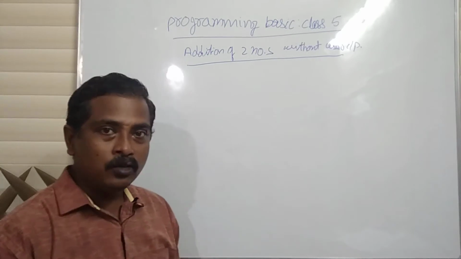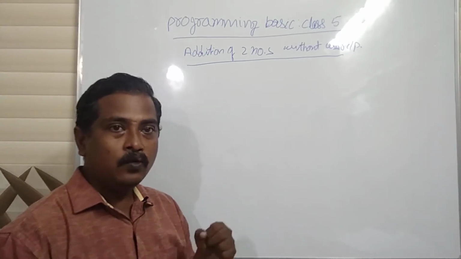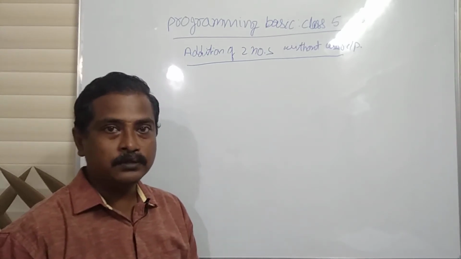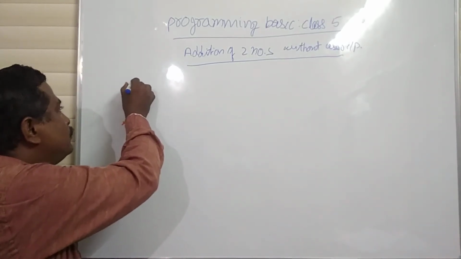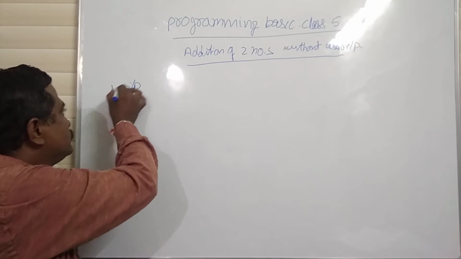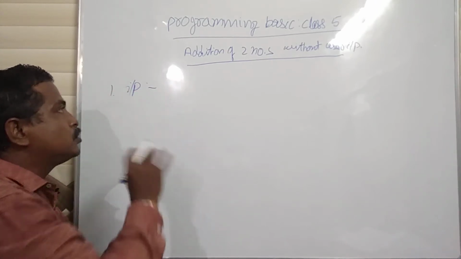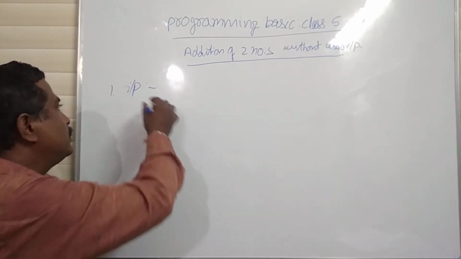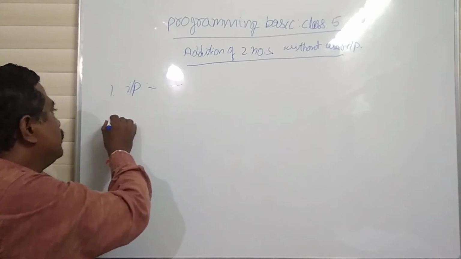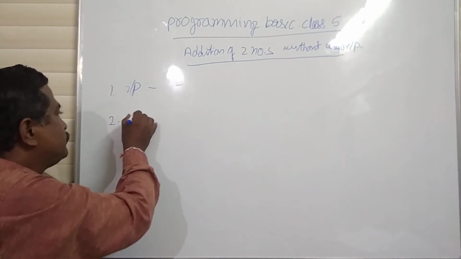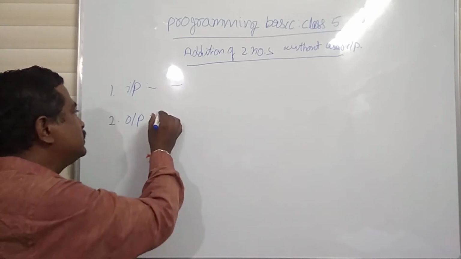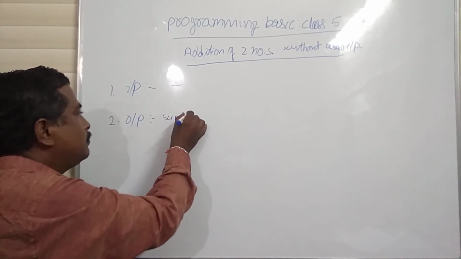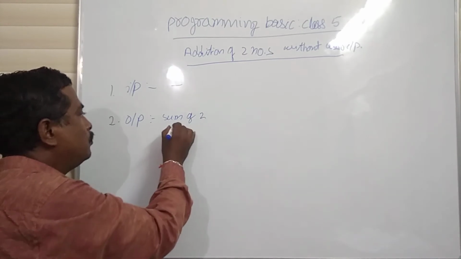As I told you, for programming we should follow 5 steps. First, according to step 1, we should find out what the input is. In this program, as user input is not there, there is no input. What is the output? Output is the sum of two integers.